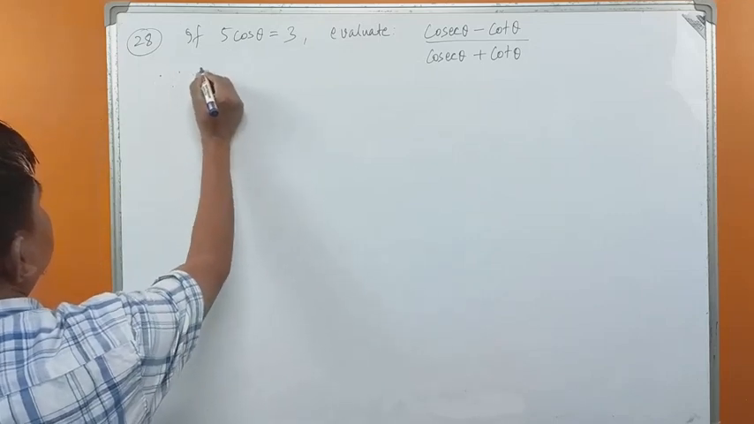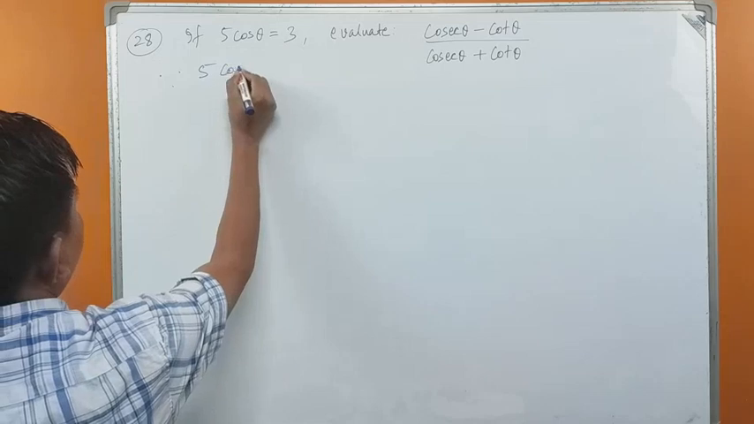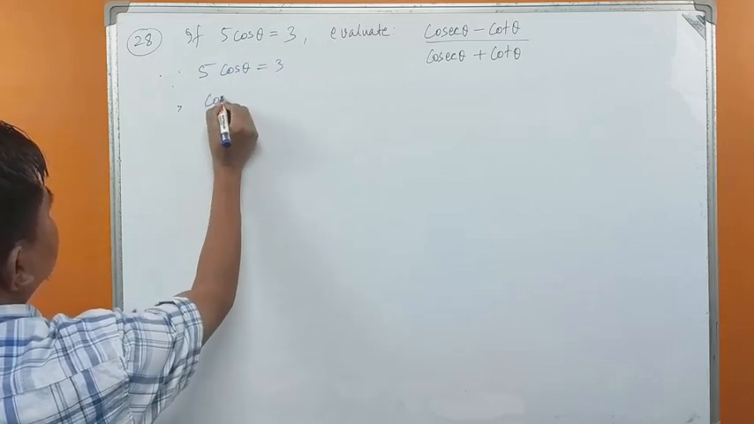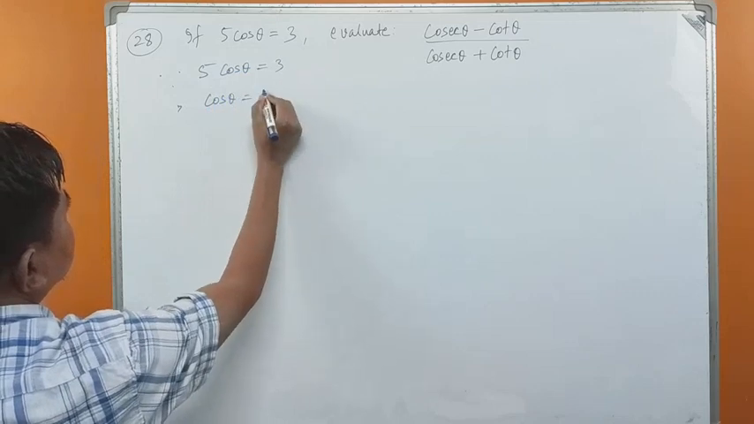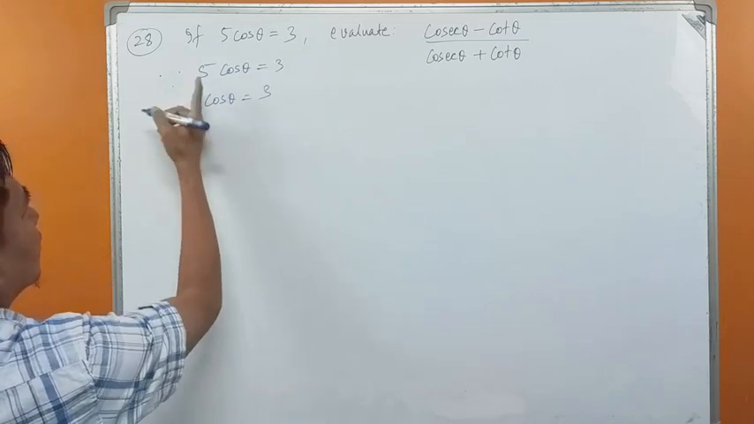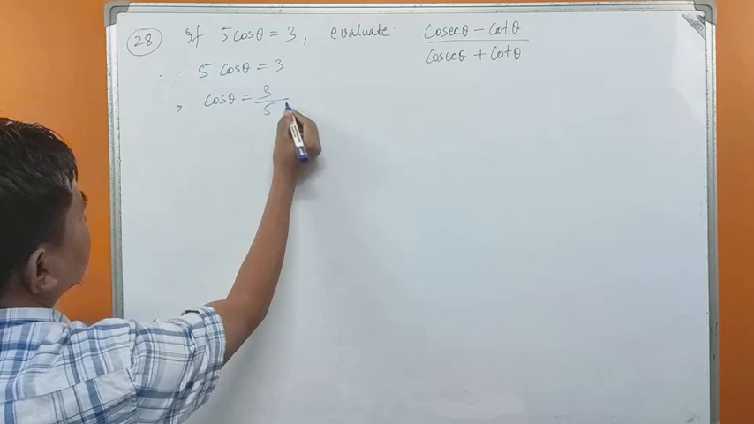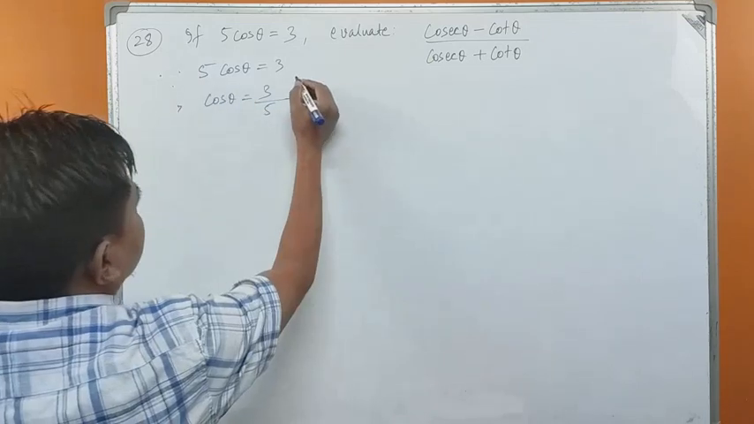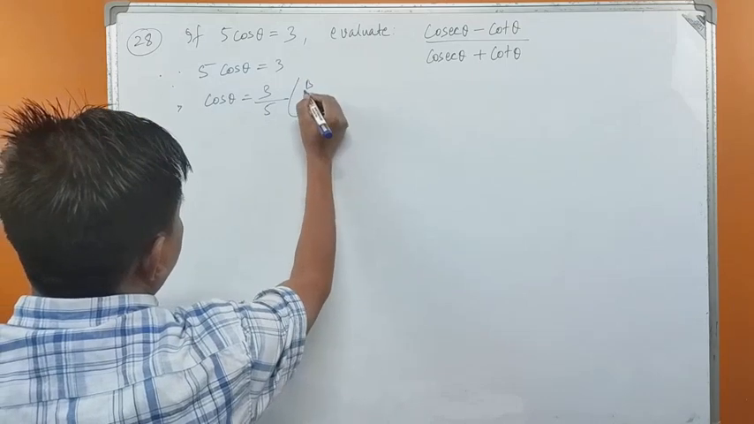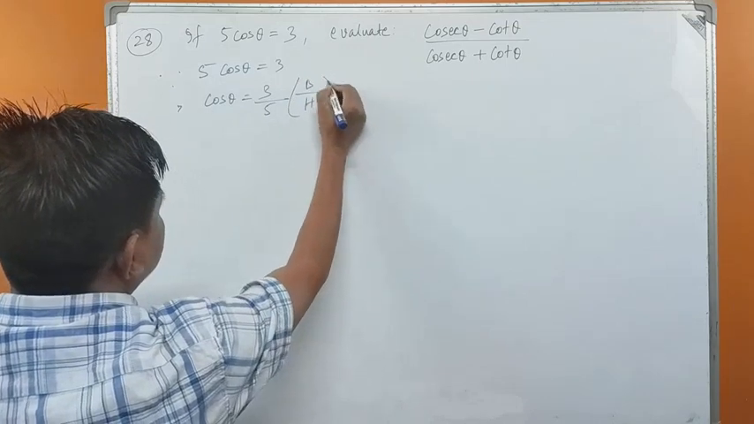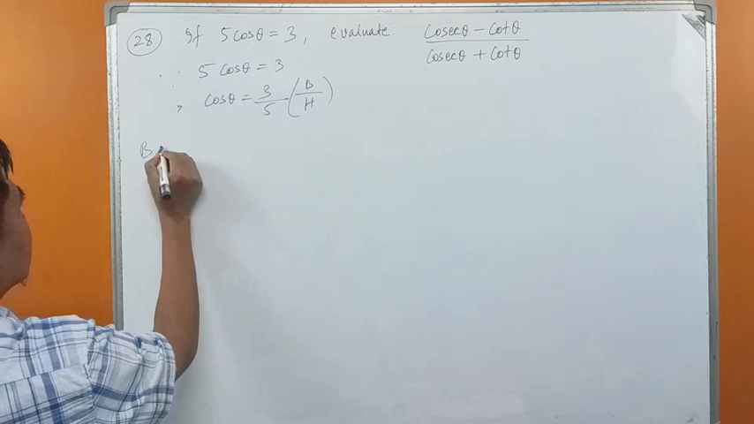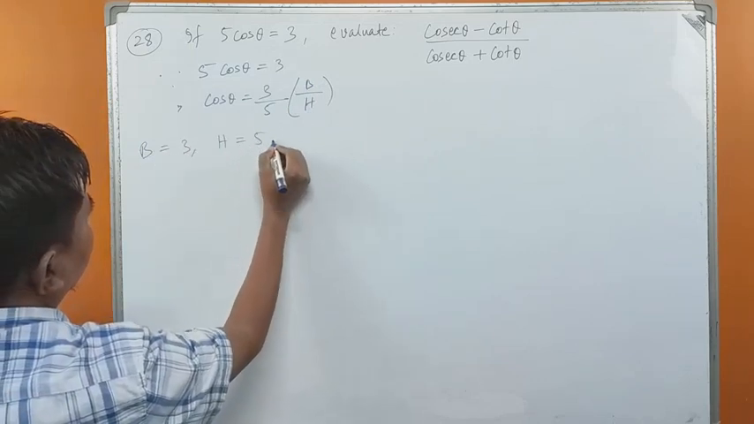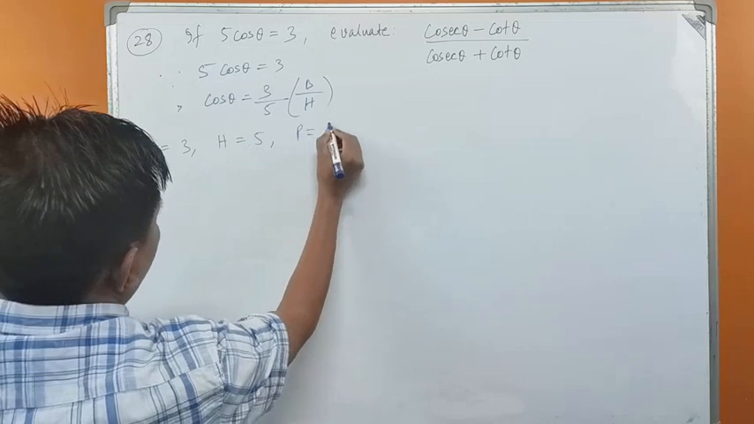Since 5 cos theta equals 3, now let us take this 5 to the denominator of the right hand side. Cos theta equals 3 upon 5. Cos theta means base upon hypotenuse, so we have base equals 3, hypotenuse equals 5, and perpendicular is unknown to us.